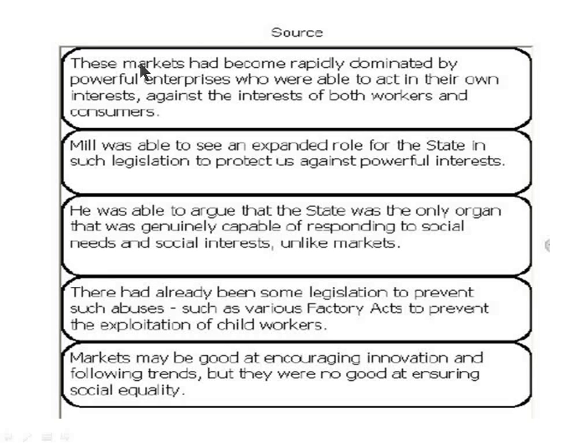So there must be some discussion of the market in the previous paragraph, so this paragraph can't be first. "Mill was able to see an expanded role for the state in such legislation." Such legislation means there must be legislation in the previous paragraph, so this can't be first. "He was able to argue." He means Mill, so this can't be first either. The first sentence can't use "he" because there must always be the name of a person in the first paragraph. The first paragraph can't just begin with "he."